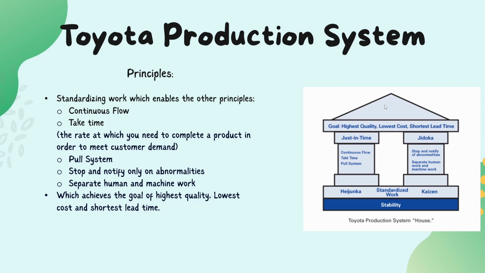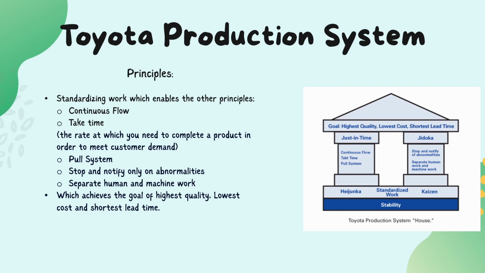Creating the Toyota production system, they have some principles. First is standardizing work, which enables other principles. They wanted to make sure that there was a continuous flow of work, but also take their time on it, which basically means working at the rate at which you need to complete a product in order to meet the customer's demand.